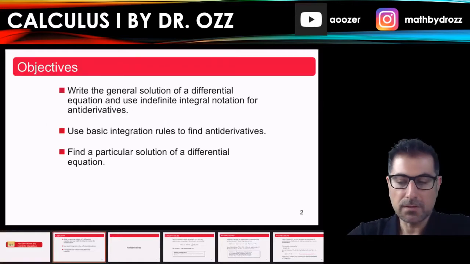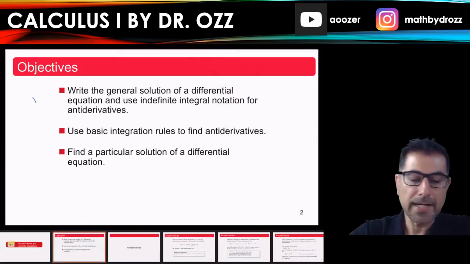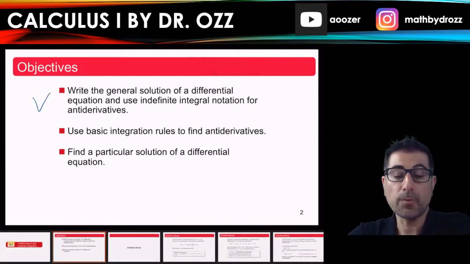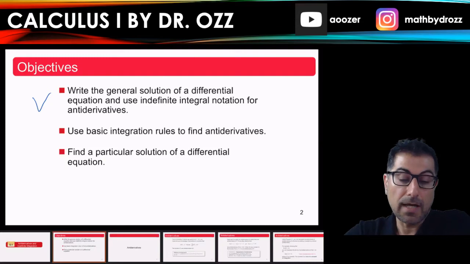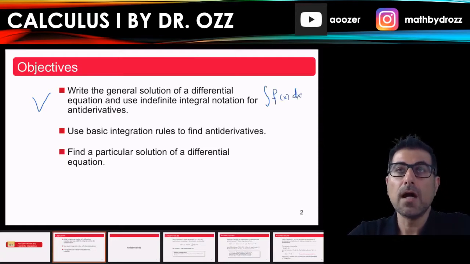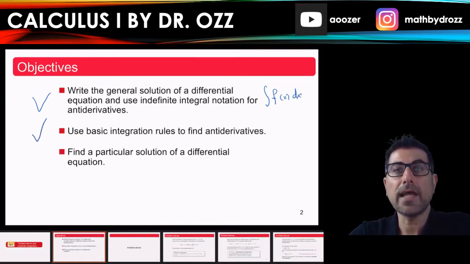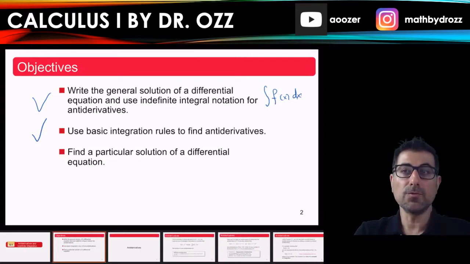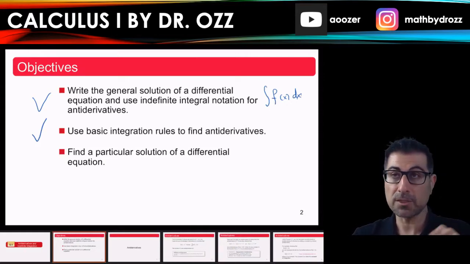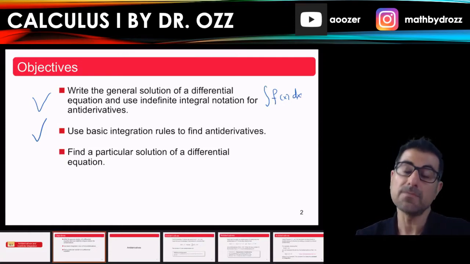In the first video in the series, we achieved the learning objective of writing the general solution of a differential equation and using indefinite integral notation for antiderivatives. And remember that we had the slanted S notation, the integral of f of x dx, referring to the integral of f of x. So in this video, we're going to use the basic integration rules to find antiderivatives. And hopefully after you watch this video, there's going to be another video, which is going to be the last video in a series of three, on how to find a particular solution of a differential equation.